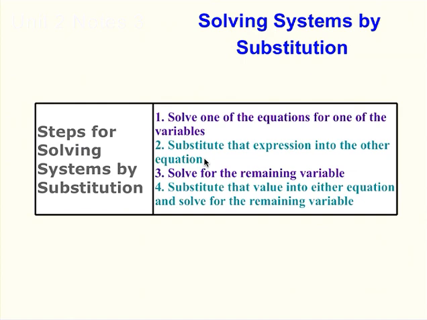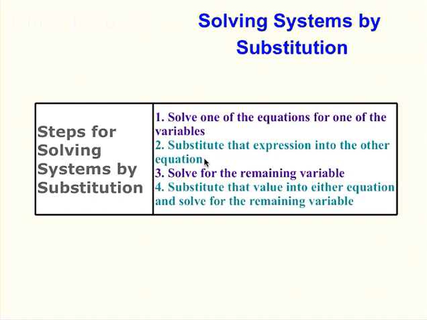So here are the steps, and I always think it's really important that you jot those steps down because having those steps there helps you when you get stuck. Feel free to pause it and write it down if you need to. Number one, we're going to solve one of the equations for one of the variables. You're just going to pick an equation and solve for that variable.